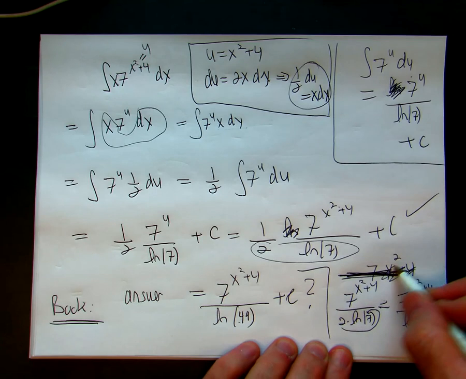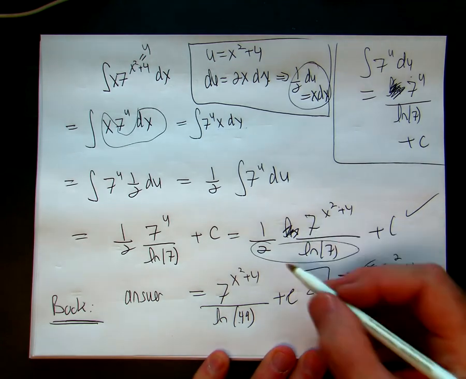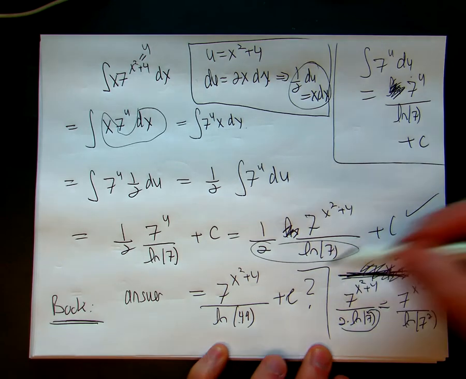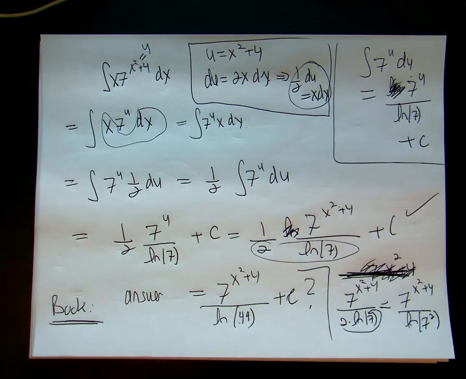So just beware. Sometimes the book does things like bring this number inside the log. But then if that number is inside the log, then maybe the book will bring it out. So the book likes to be contrary, I think. But anyway, just wanted to point that out.